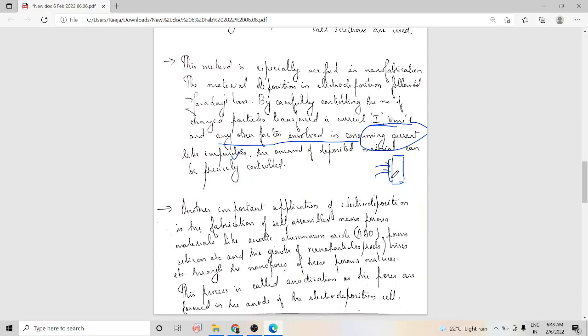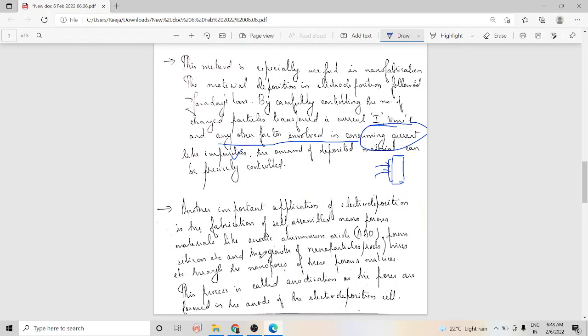Now, another important application of electrodeposition process is the fabrication of self-assembled nanoporous materials like anodic aluminum oxide, porous silicon, etc.